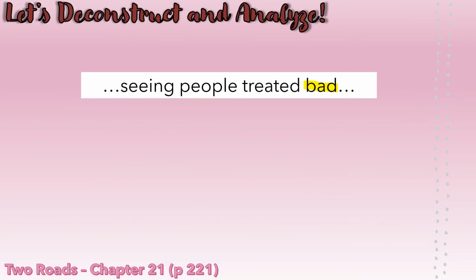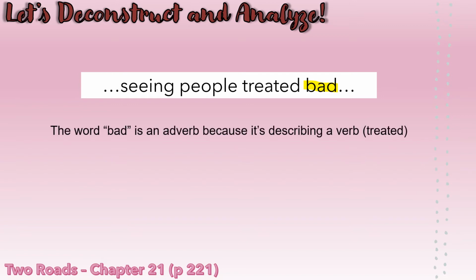Let's take a look at another part of the sentence. We have seeing people treated bad. The word bad in the sentence is an adverb because it's describing a verb, which is treated. Normally, to be super grammatically correct within standard English, this word would say badly, seeing people treated badly. However, we can make a guess that the author wrote bad on purpose so that we are staying within the language variety that Cal uses instead of a more formalized standard English like your teachers might use.